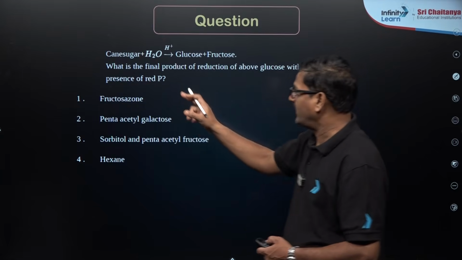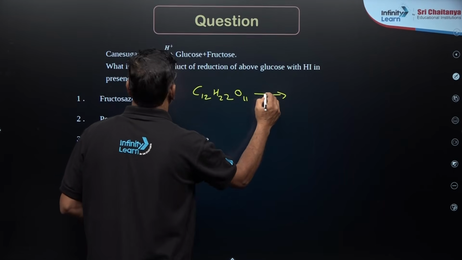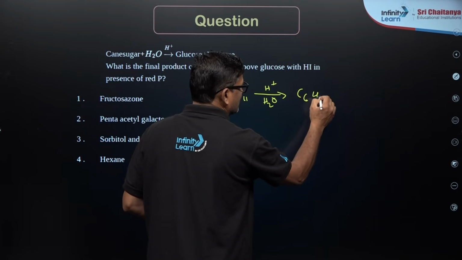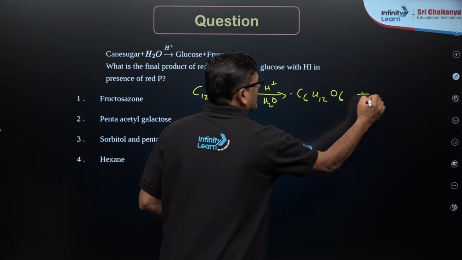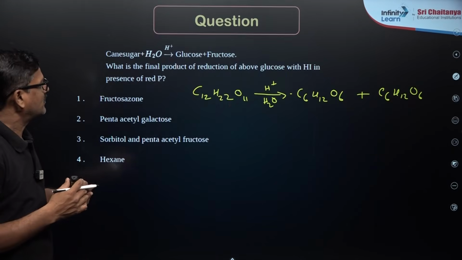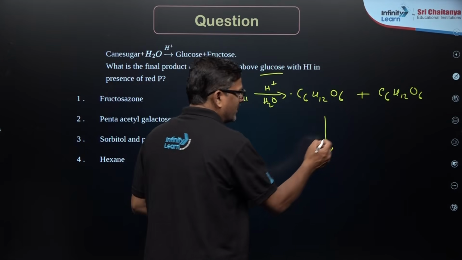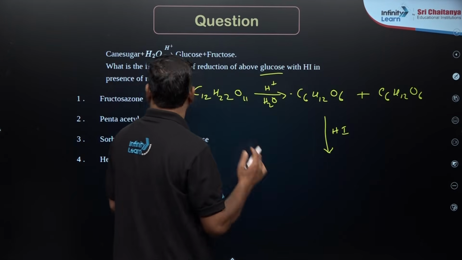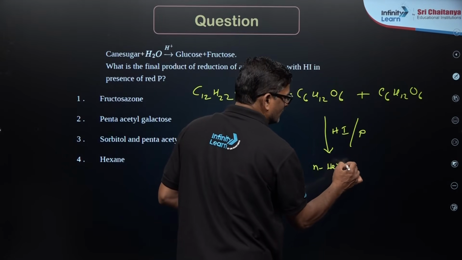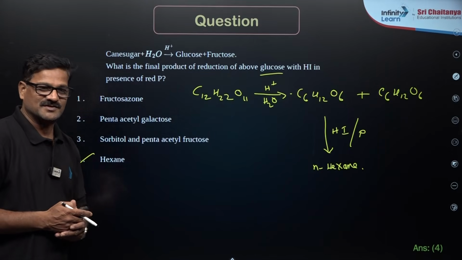Students, this is a question on cane sugar, that is C12H22O11, and it is treated with H+ and H2O. Inversion of sugar takes place, giving C6H12O6. So glucose and fructose both are isomers. What is the final product of reduction of the above glucose? You take the glucose, and when you take HI with red phosphorus, which is a strong reducing agent, you are going to get n-hexane. So option 4 is the correct answer for this question.